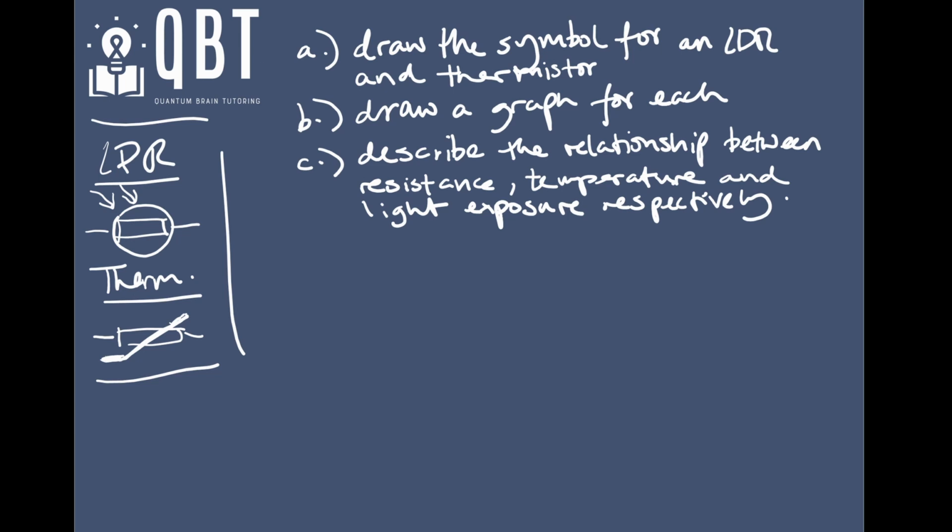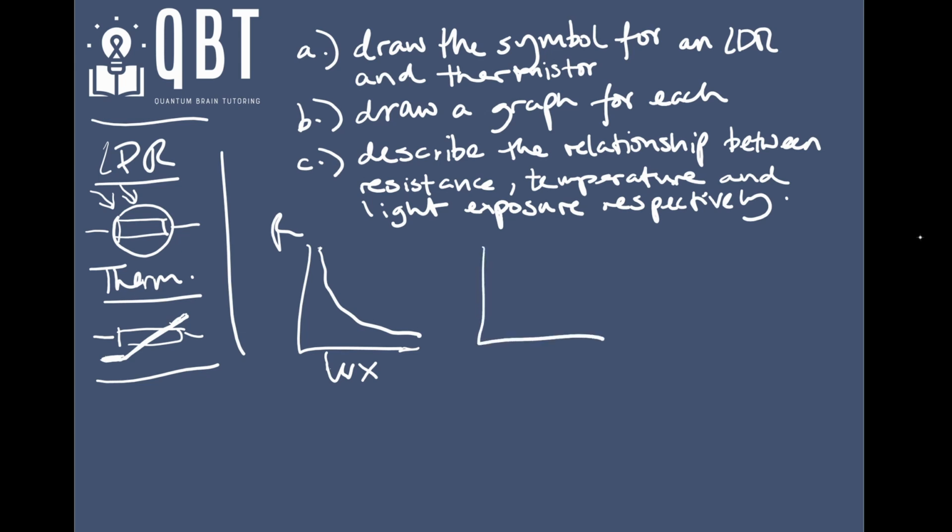What about a graph for each? Thankfully, they're both the same. In an LDR, you have a graph with resistance on the y-axis and lux on the x-axis. Lux is a measure of light intensity, and the graph looks like this. As light intensity increases, resistance decreases.